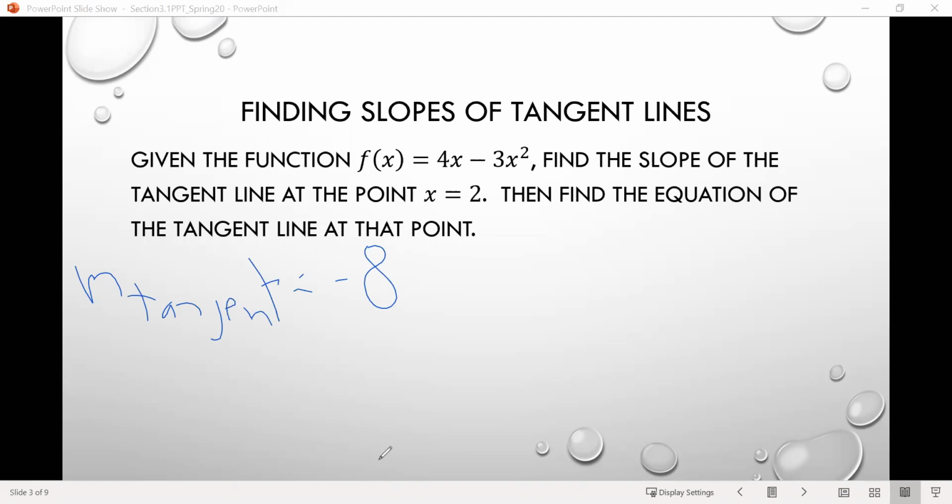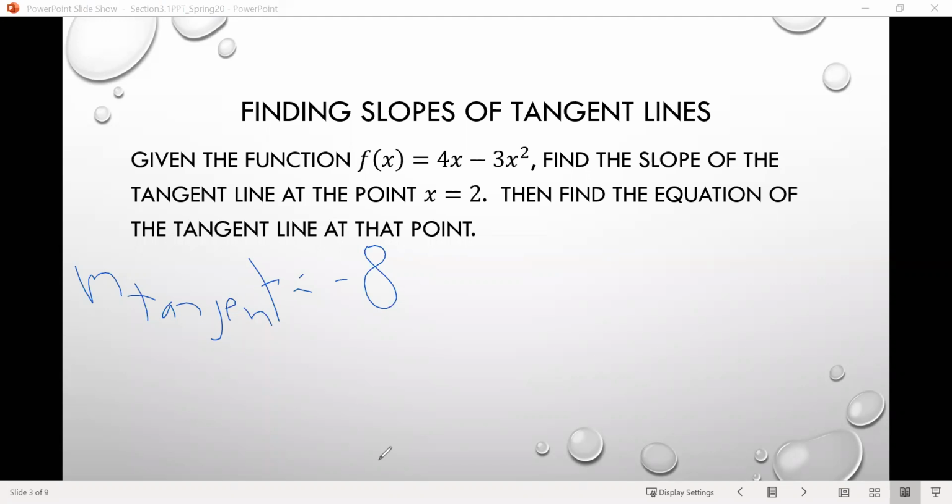Now we need to find the equation of the tangent line now that we have the slope. So how do we find the equation of the tangent line? Well, how do we find the equation of a line? Well, we usually have to have a slope, which we have, and what else do we need? Oh, we need a point. Do we have a point?